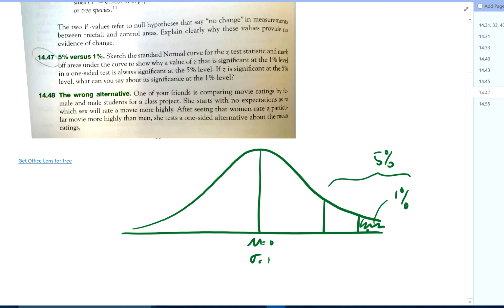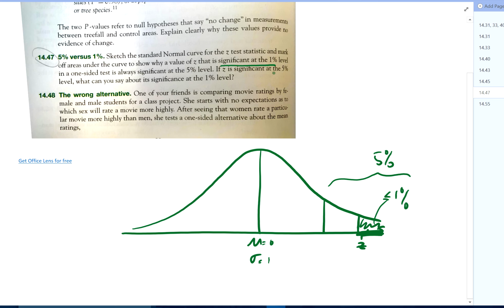That means if it's significant at the 1% level, z is anywhere in this range over here, right? So the area to the right of it has to be less than or equal to 1% to be significant at the 1%. Significant at the 1% means that it has a 1% chance or less of happening. Well, if it's over here, then certainly it has less than a 5% chance of happening. Okay, so significant at the 1% means it's always significant at the 5%.